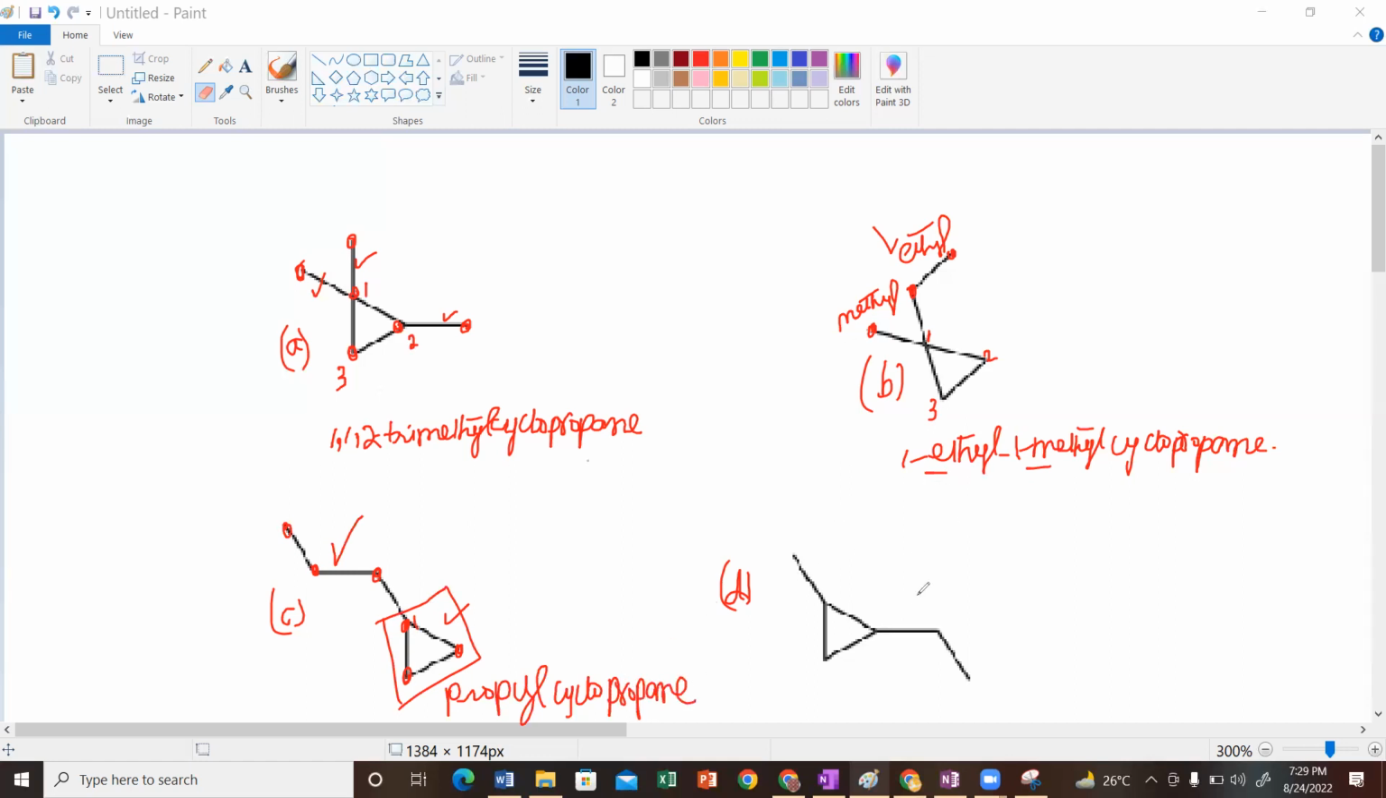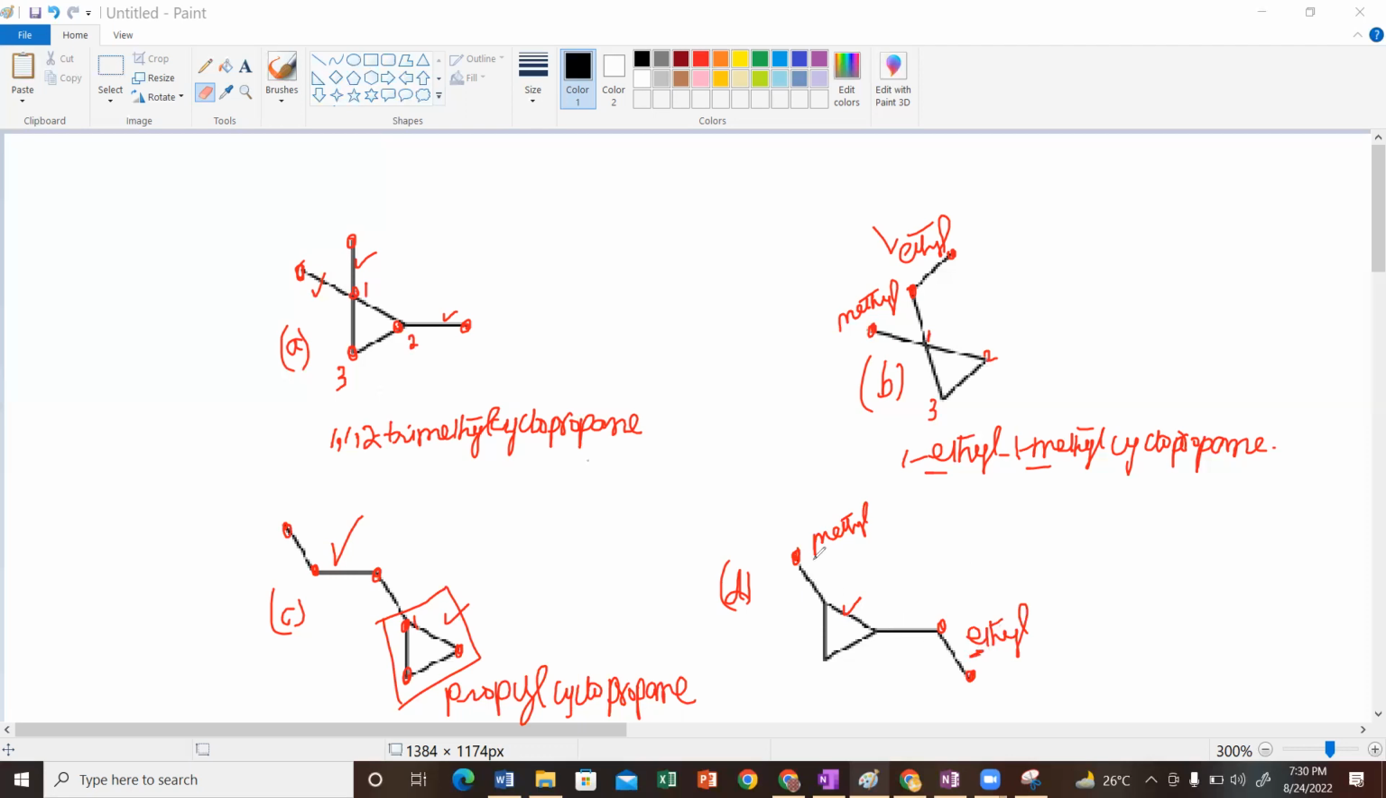right? Now the last one is again the three-member ring with different substitution on different positions. The first substitution we must say is a methyl group, and the second substitution which is attached is ethyl group. It is made up of 2 carbon atoms, right? These 2 carbon atoms are connected here. So the cyclic ring would be the parent and these two would be considered as branches, but which branch is 1 and which one is 2?